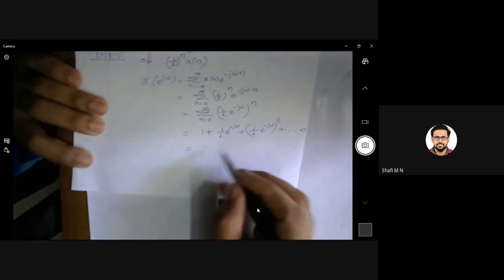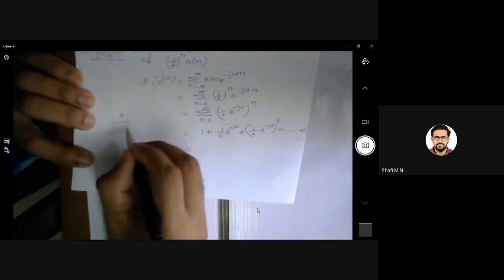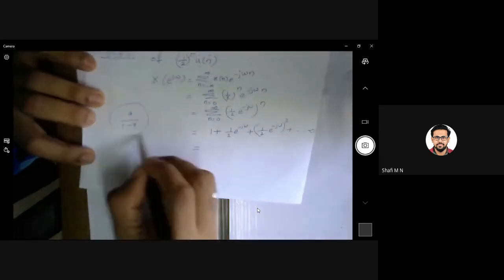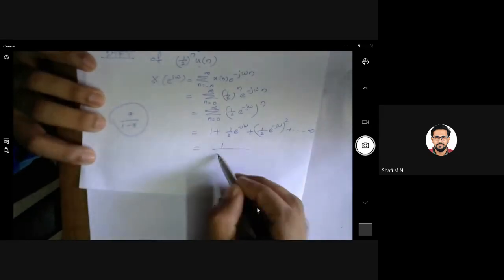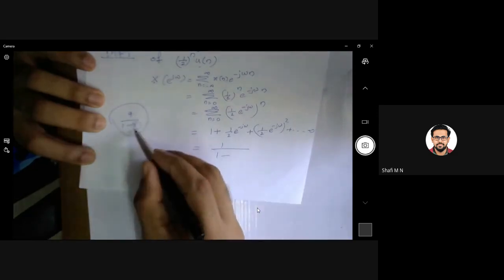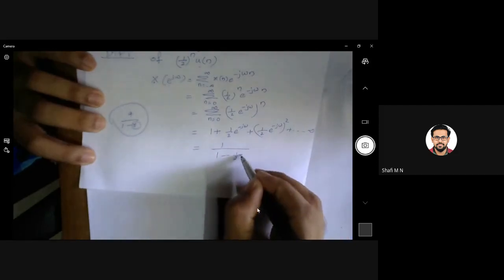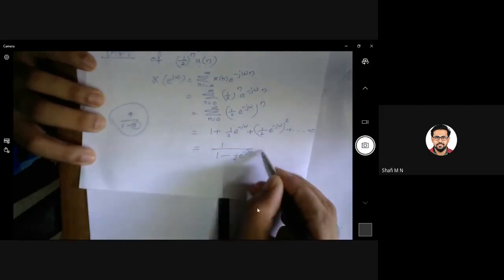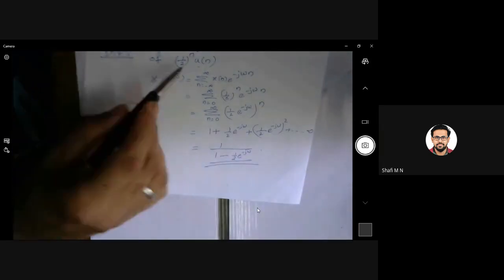So what's the basic equation? For a GP, it is A by 1 minus r. Do you remember? A is the first term. First term is 1. So 1 by 1 minus r. R is the common ratio. What is the common ratio? 1 by 2 e raised to minus j omega. So this is the DTFT of 1 by 2 all raised to n u of n.